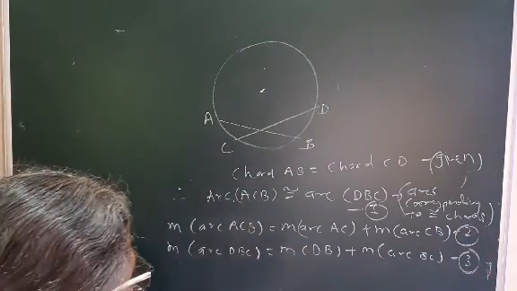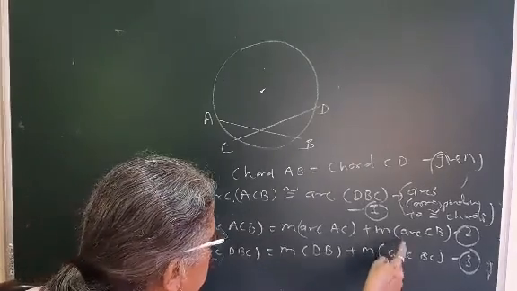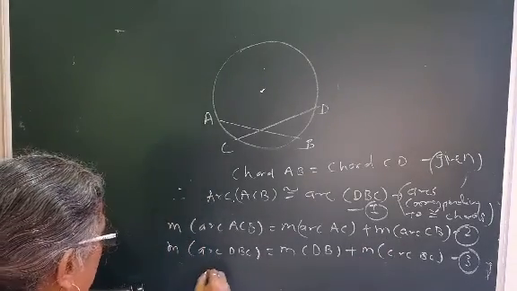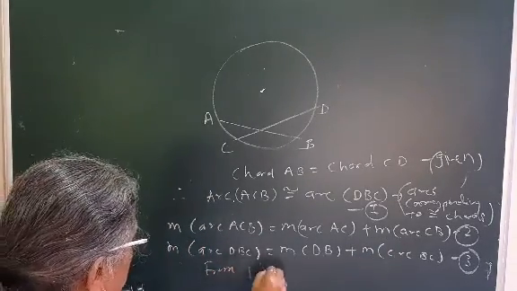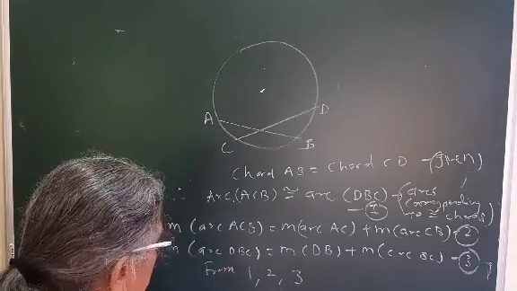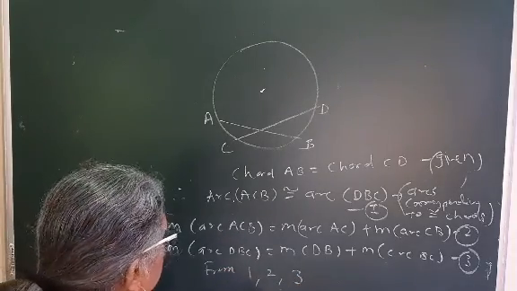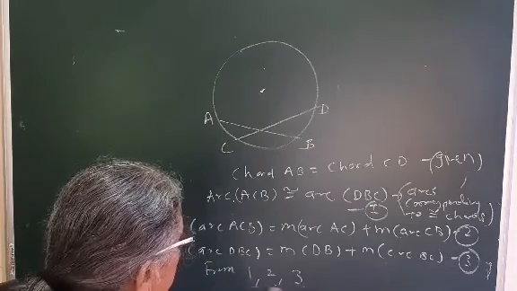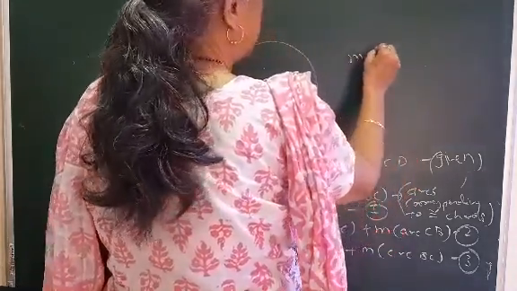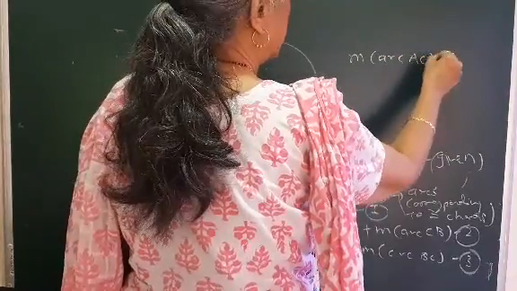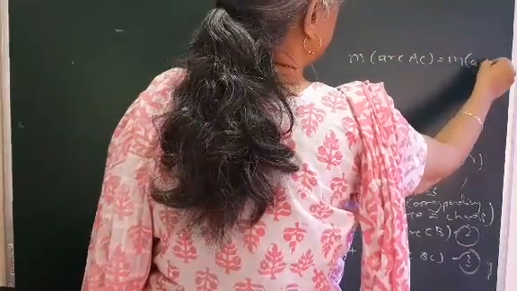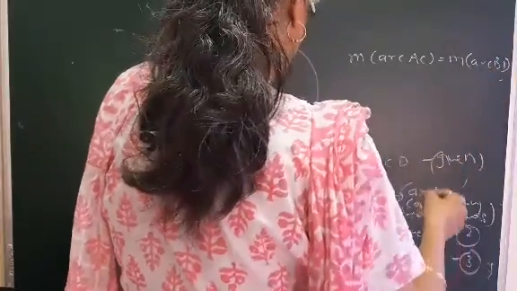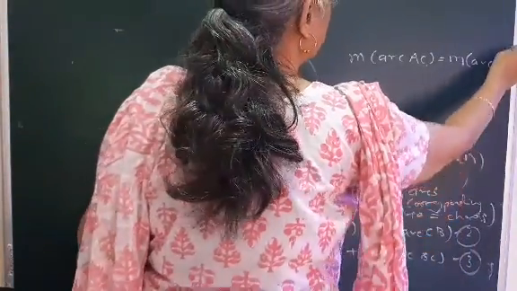So if we equate them, which part will get cancelled? BC part will get cancelled. From 1 to 3, we will have major arc AC is equal to major arc BD. That means you have arc AC congruent arc BD.